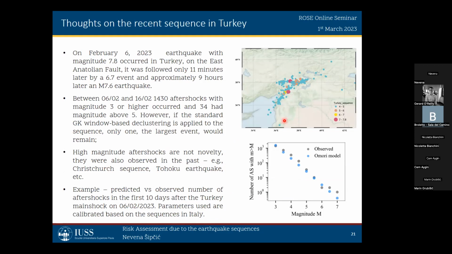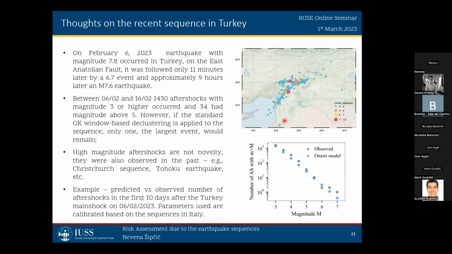And then 9 hours after this event, a magnitude 7.6 earthquake happened. Between 6th and 16th of February, we had 1,430 aftershocks, 34 of which had magnitude larger than 5. If we use the standard Gardner-Knopoff declustering method that I said is usually used in practice, then we would be left with only one event. So we would be left only with the magnitude 7.8 earthquake, and the damage that happened because of these other events would never be considered.